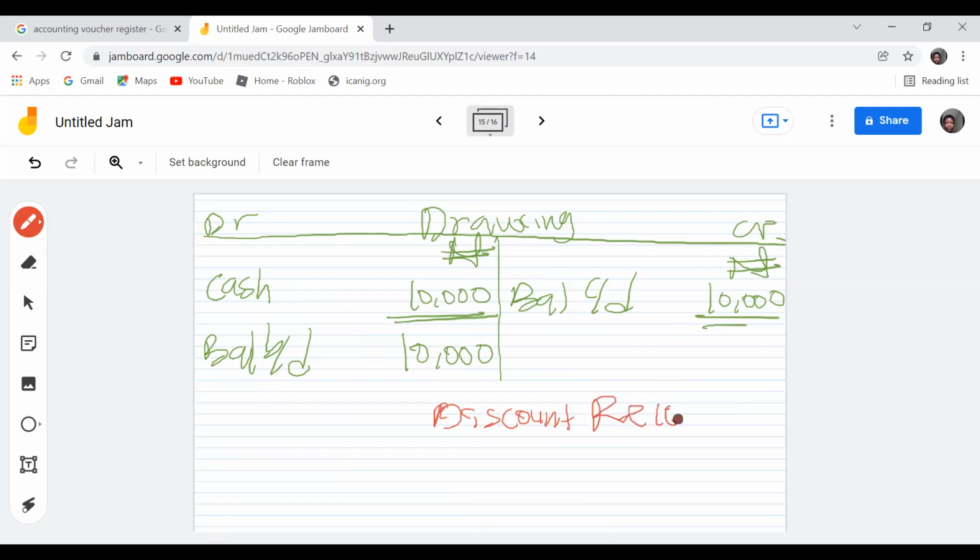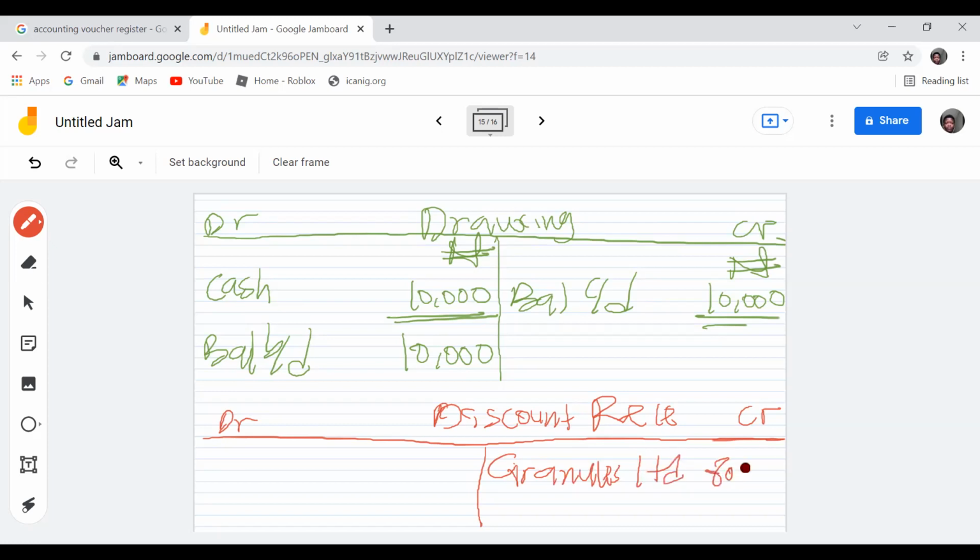Discount received, your credit side and your debit. And you know, discount received is like income. We usually credit the P or L. So that means it's going to have a credit balance. All right, so we enjoy it from Grinders Limited, which is 80,000. So close your account.